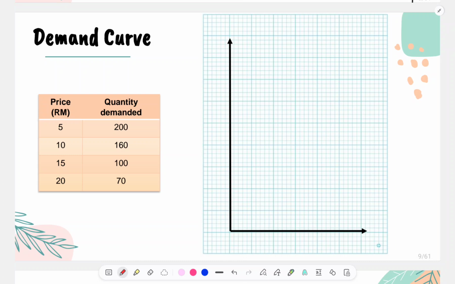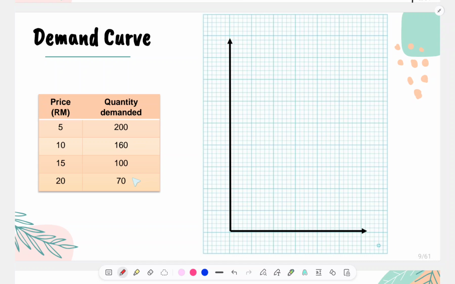In this video, I'm going to show you how to plot a demand curve on graph paper. Don't worry, I will guide you step by step. Before we draw the graph, we need to look at the table. The table shows us different prices and the quantity demanded for each price level.